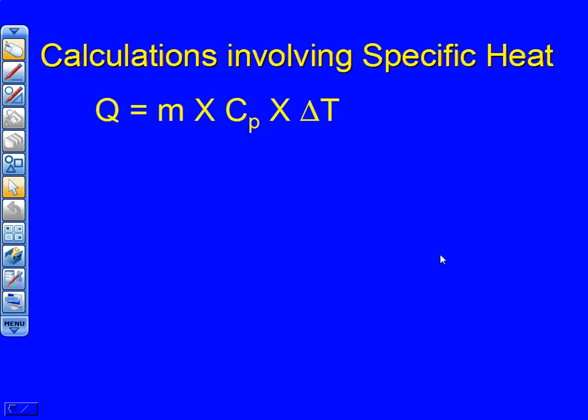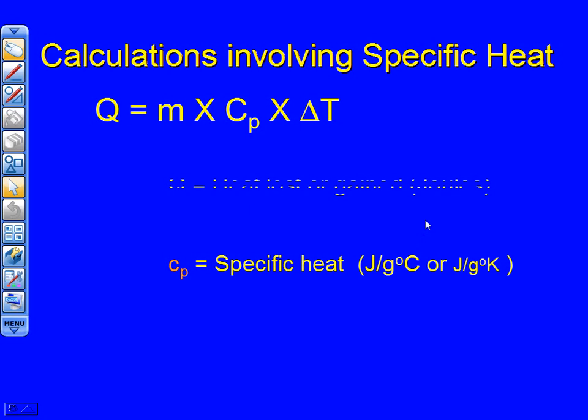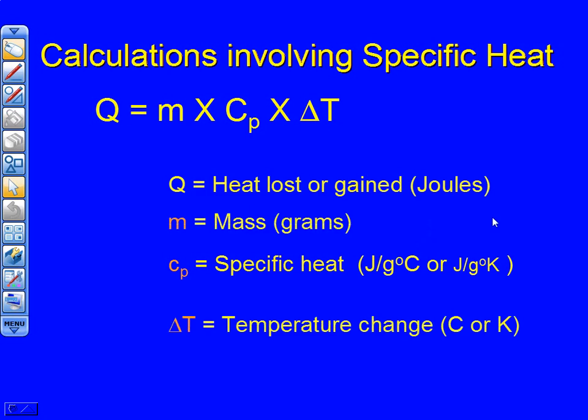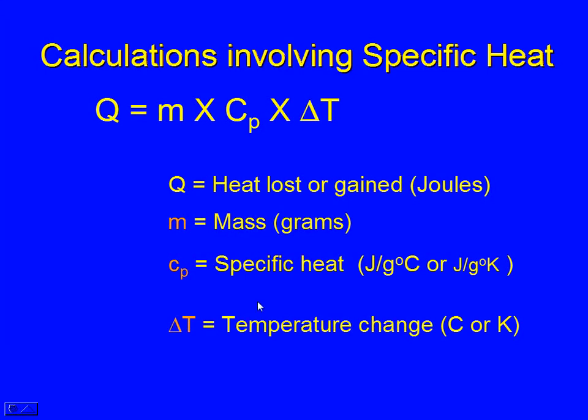This is the formula that we're going to be dealing with. Q equals mCp times delta T. What the letters stand for. Q is the heat, and it's either lost or gained, going to be measured in joules. M is mass, it's going to be measured in grams. Cp is specific heat, and it's going to have that weird unit, joules per gram Celsius or joules per gram Kelvin. And then delta T is something new.